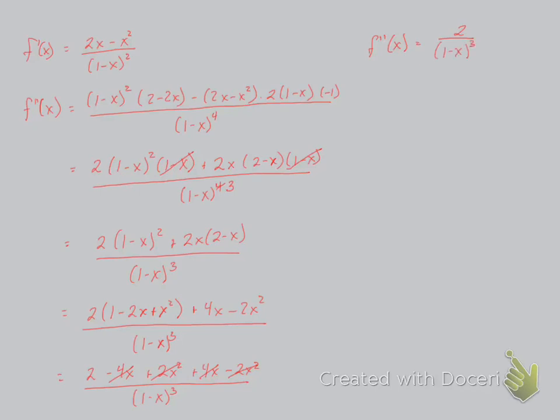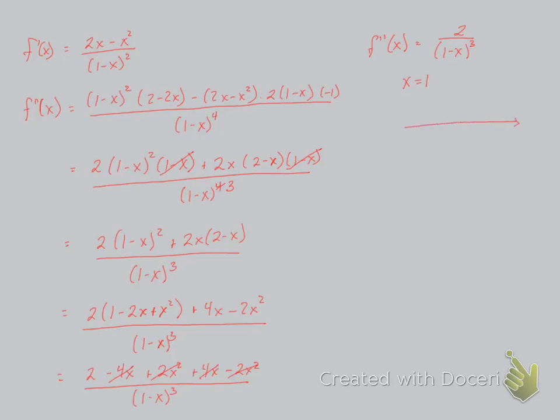So our possible inflection point is where this either equals 0 or is undefined. Well, the numerator is never going to equal 0, so let's look at where this is undefined. This function is undefined at x equals 1. So x equals 1 is our possible inflection point.